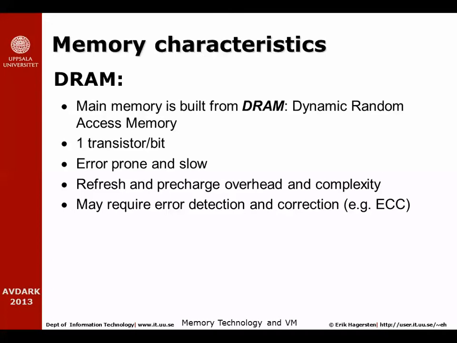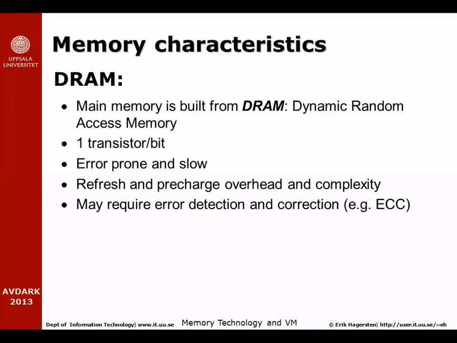But that implementation also comes with some shortcomings. One is that accessing DRAM is slow, and also that the data stored in DRAM sometimes can be changed by radiation. So on rare occasions, a 1 can be turned into a 0, a 0 can be turned into a 1. It's also quite complicated to implement DRAM systems. You have to deal with things called refresh and pre-charges in those implementations. We will not cover those in detail in this presentation.